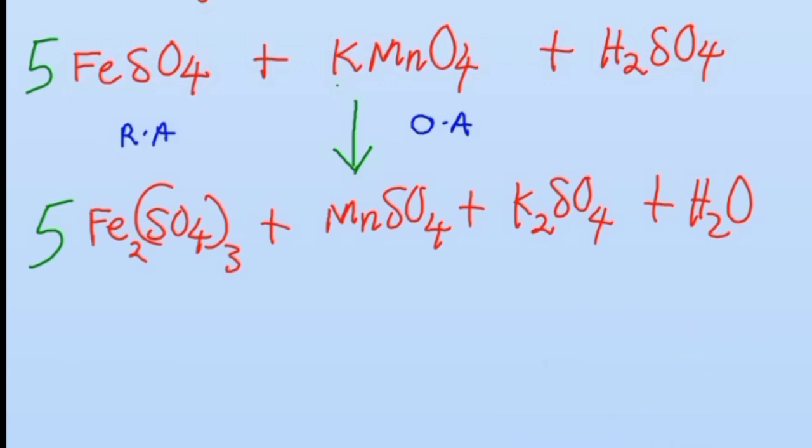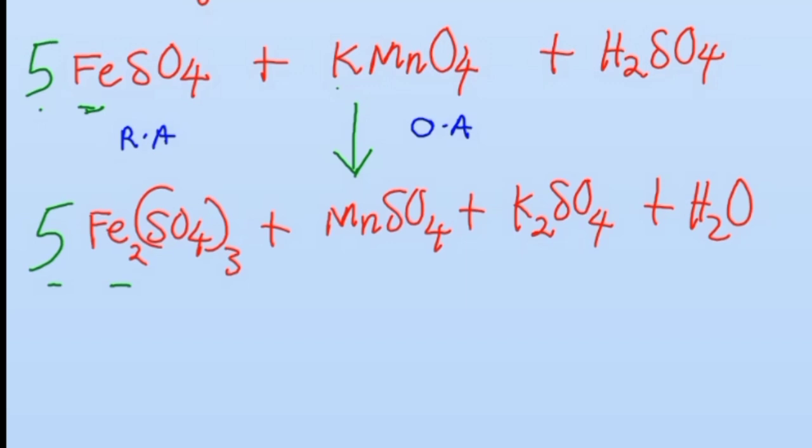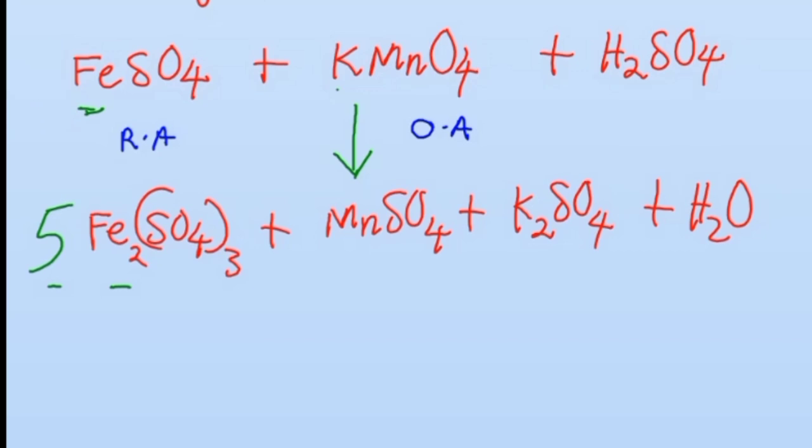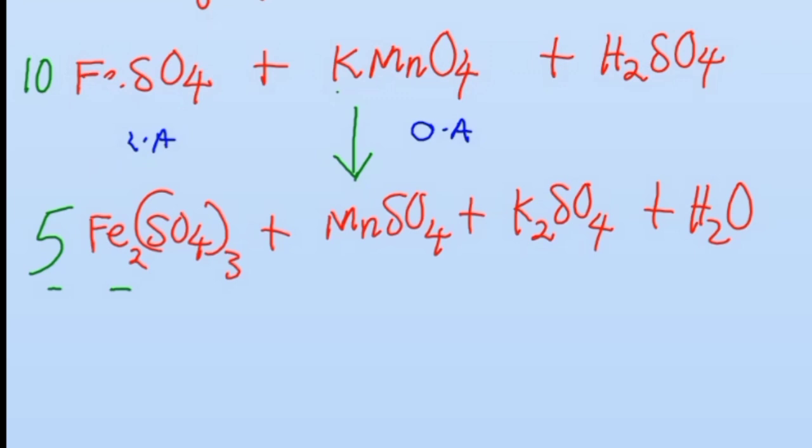Okay, now looking here, you discover that we have 5 Fe. Here we have 5 times 2 Fe, which is 10. So Fe is not balanced. To balance your Fe, we're going to erase this 5 here and replace it with 10, so that it's now balanced. Now iron is balanced.